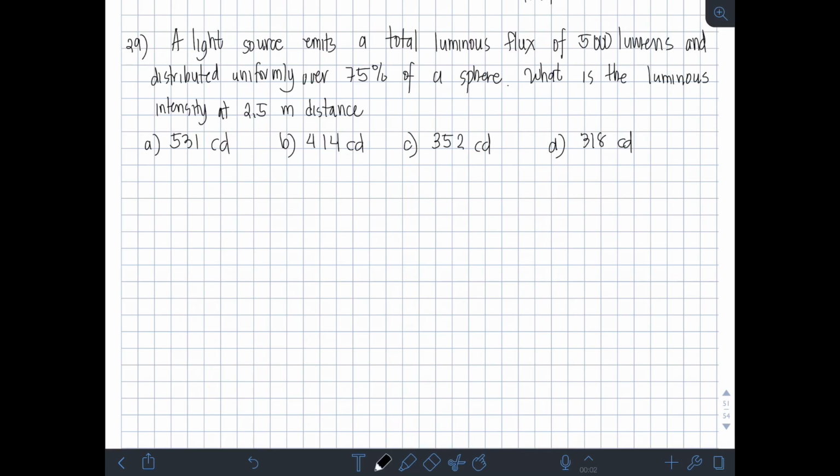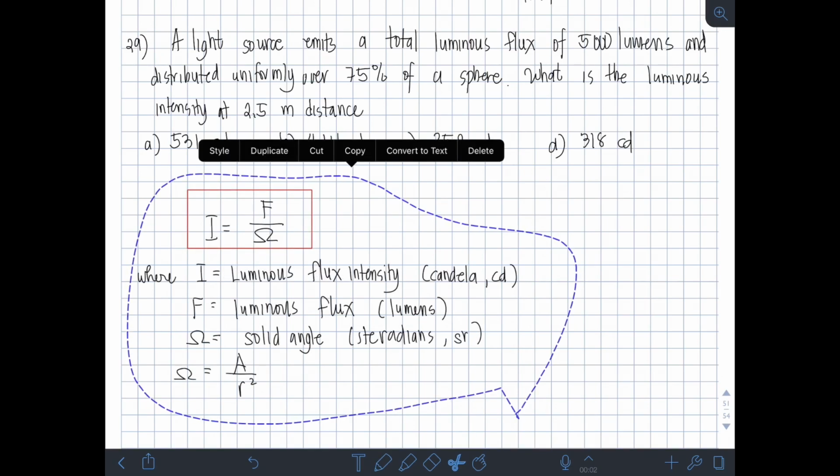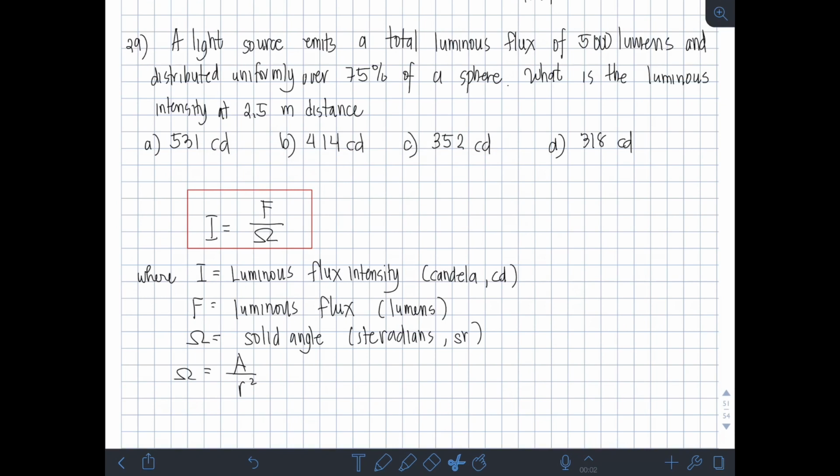Okay, so, luminous intensity. We have a formula here for the luminous intensity. I is equal to F over omega, where I is the luminous intensity measured in candela or CD, F is the luminous flux measured in lumens, and omega is the solid angle measured in steradians or SR. Omega has the formula A over R squared. In this formula for omega, A is considered as the surface area of a sphere, because that is what is given.